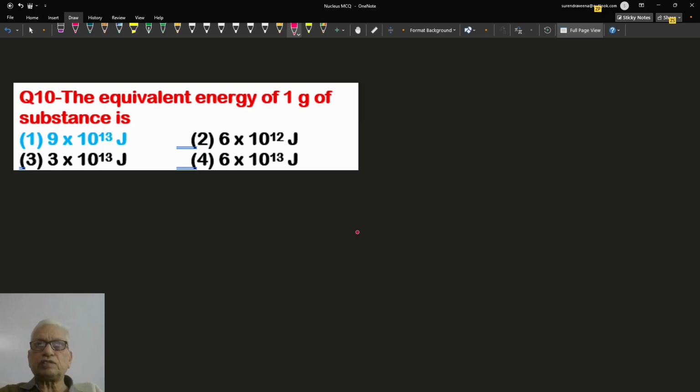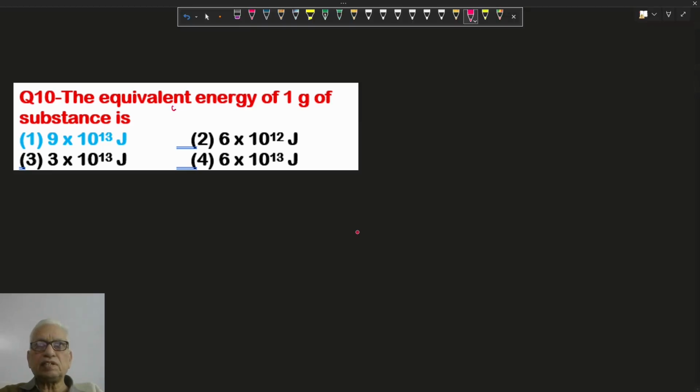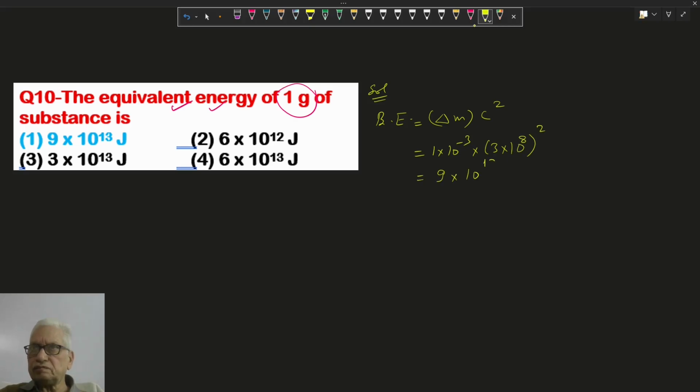This is a simple question. We have to find out the equivalent energy of 1 gram substance. So it is very simple. Binding energy is equal to what? Mass defect multiplied by c square in joules. So there is no conversion. 1 gram converted into kg, 3 × 10^8 squared. Solving it, we get about 10^13 joules. So the option here is 1.